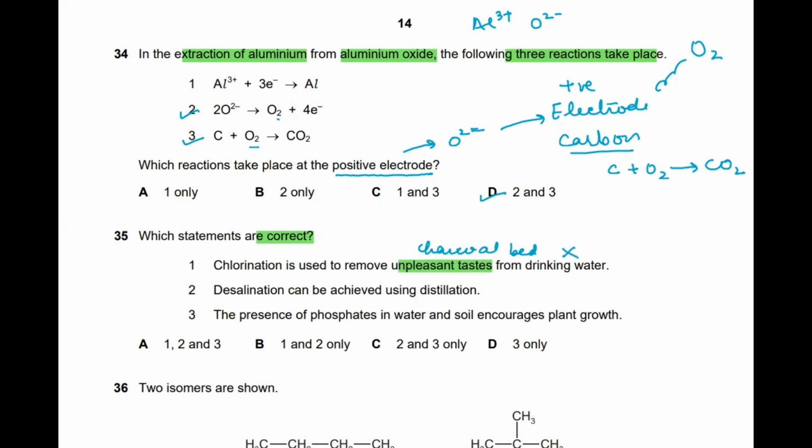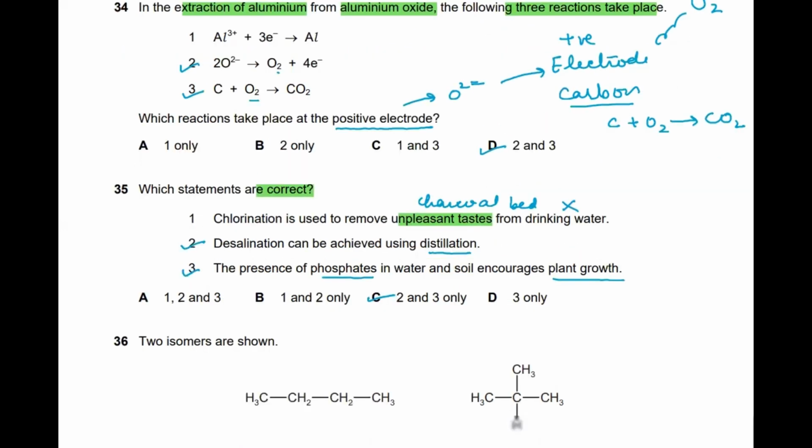Desalination can be achieved using distillation. Yes, for desalination we have to go for distillation. That's correct. The presence of phosphate in water and soil encourages plant growth. Yes, that's again correct. The phosphate comes from detergent or from industrial discharge. So 2 and 3 are correct. So we have the C option correct for question number 35.